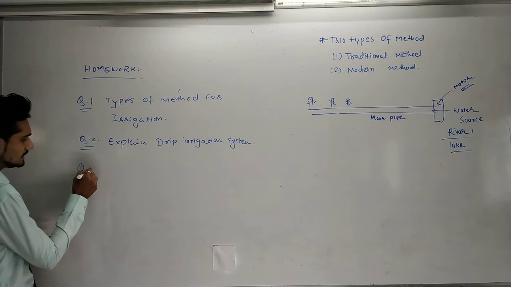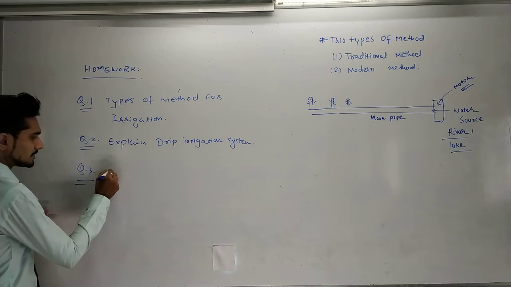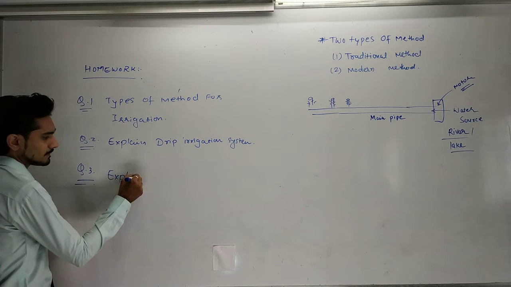And question number 3, now you have to write: explain the weeding process.